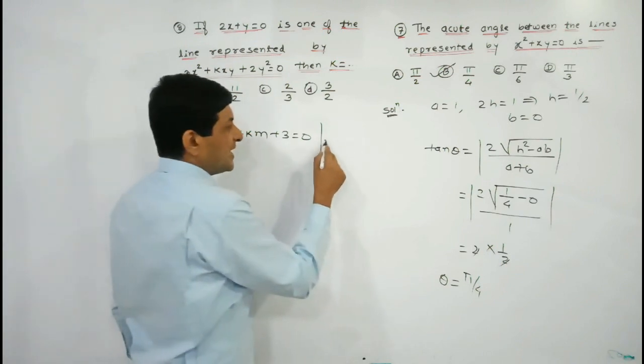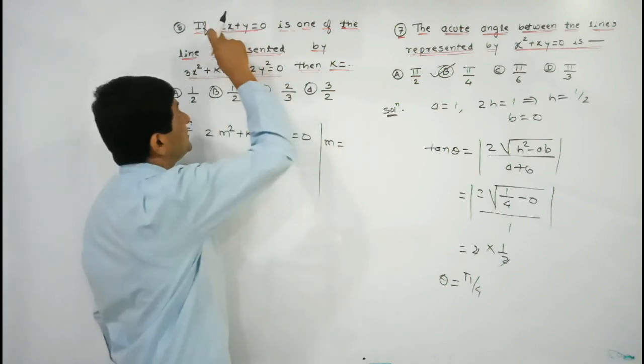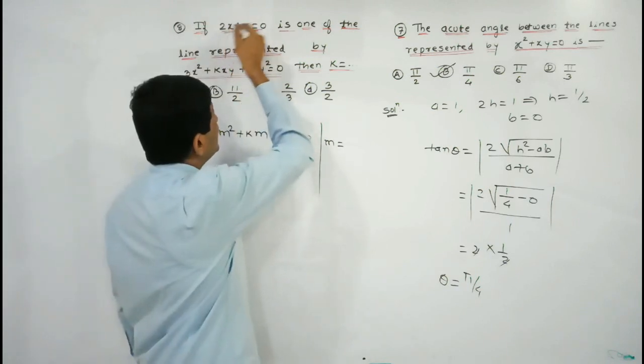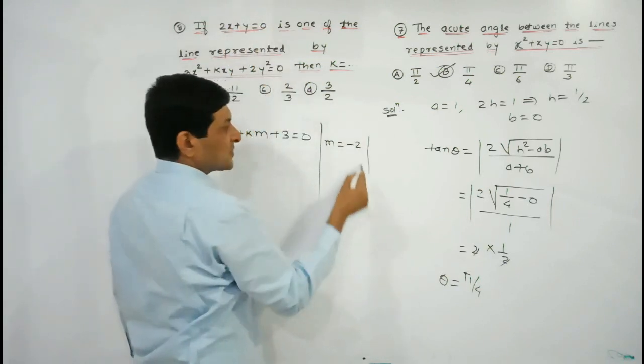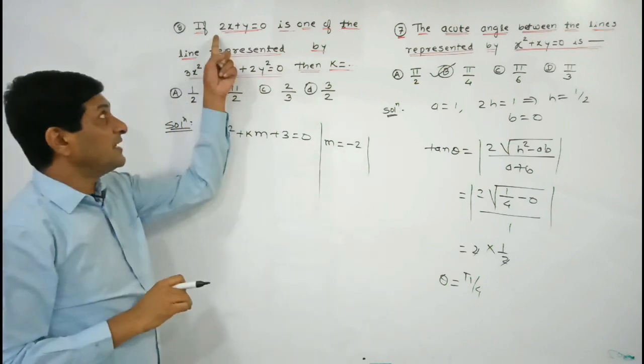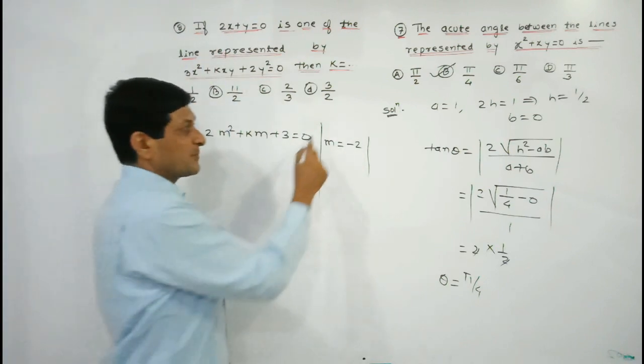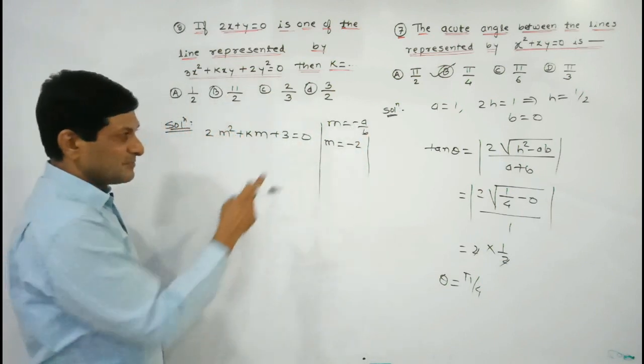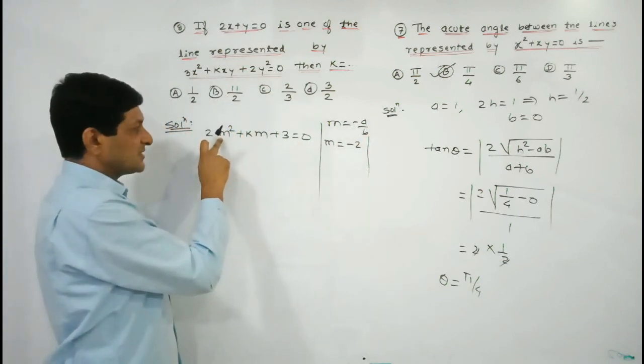So what value of m do we have to substitute? Slope of this line means minus a by b is the formula to find the slope. So minus 2 by 1 means minus 2 will be the value of m which we are getting from this equation, because slope can be found by applying the formula minus a by b. So here substitute this value of m in this equation.